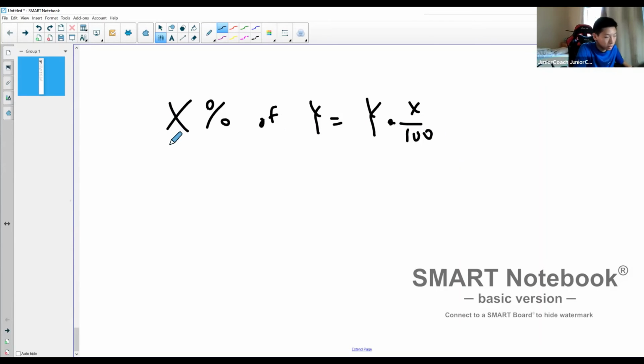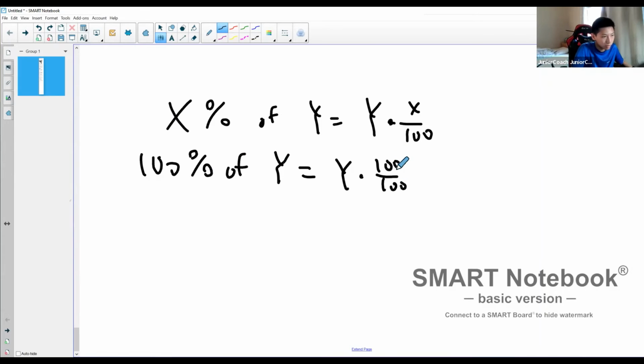So when X is 100, when you're taking 100% of something, that's really just Y times 100 over 100. We know 100 over 100 is just 1. So basically 100% of Y, or of anything, is just Y times 1, which is just Y, meaning 100% of something is that something, which you can intuitively figure out. If I tell you to give me 100% of your effort, I want you to give me all of your effort.